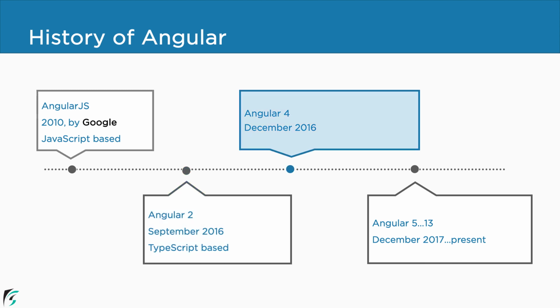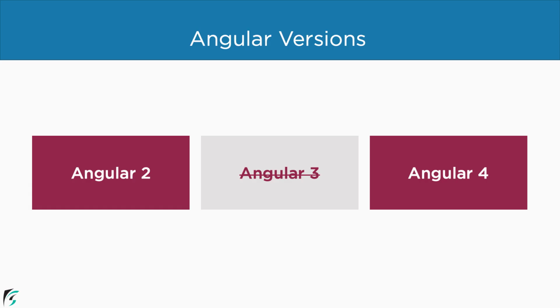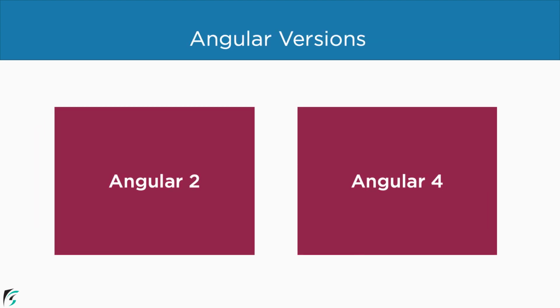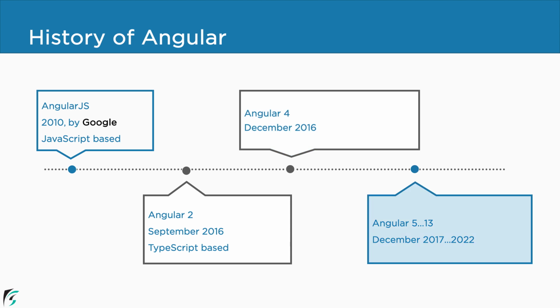December 2016 saw another release of Angular, and this version was version 4. But wait, where is version 3? Version 3 was entirely skipped. This was because there was a conflict in version number between the Angular and another supporting library in Angular 2. So syncing the versions led to Angular 4 instead of Angular 3. So after 2, we have 4. Currently, as of 2022, we have Angular 13 as the latest version.